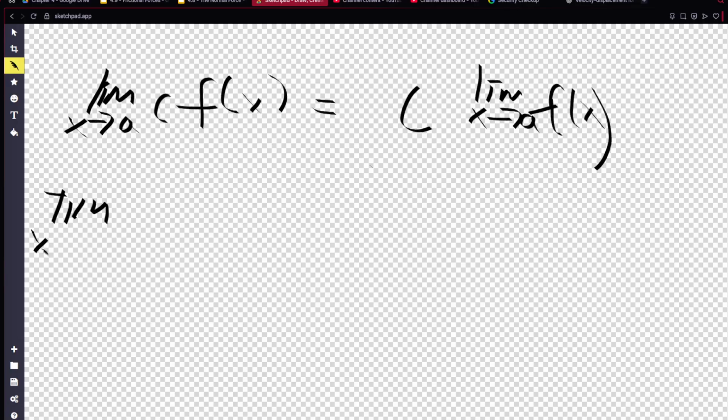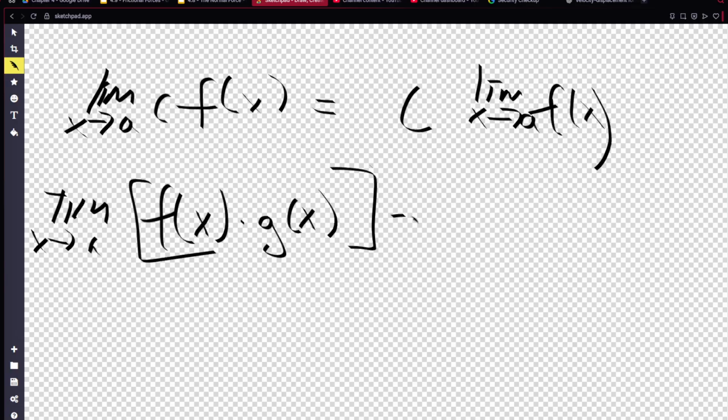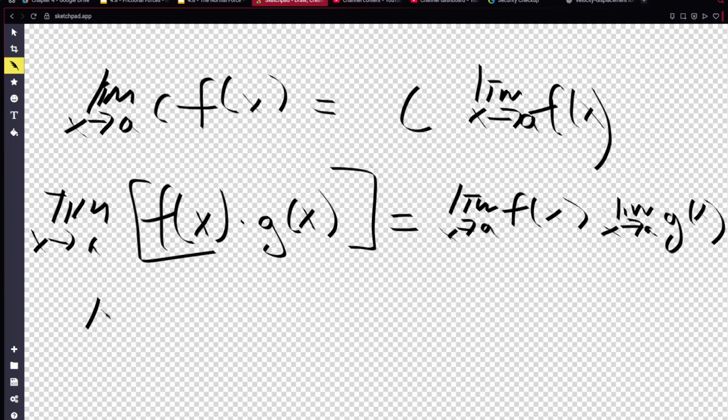And the limit as x approaches a of f of x times g of x, the product of those two, will be the same as, guess what, the limit of one times the limit of the other. You don't even have to memorize this; it's pretty easy. That's the fourth rule. The fifth rule is the quotient rule, but here make sure that the limit of g of x is not 0.